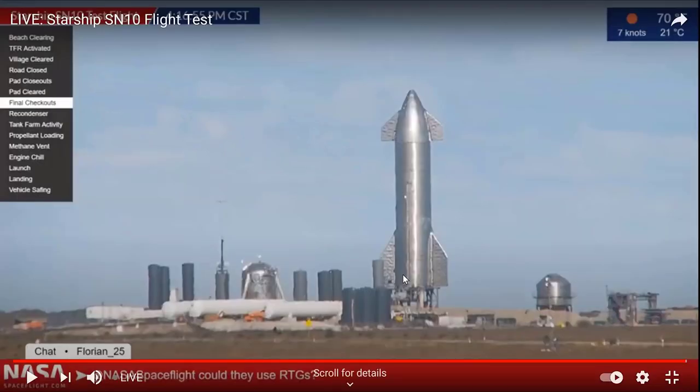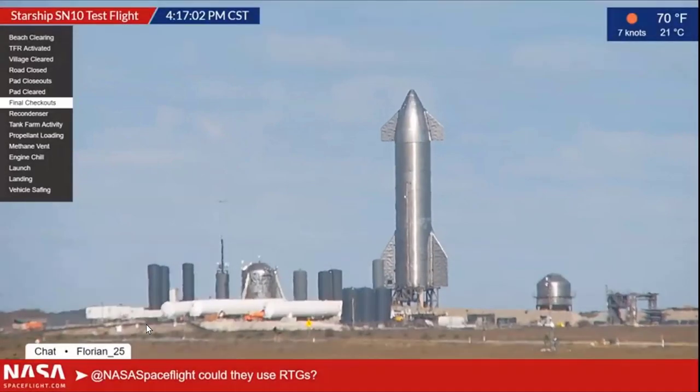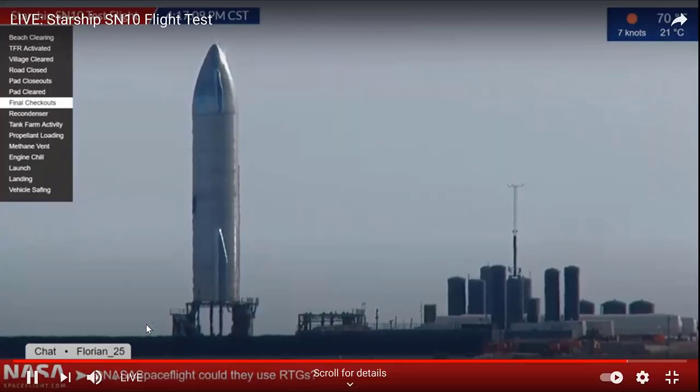Pan squid be as useful, especially deep space probes like New Horizons. So they could use RTGs, but then RTGs are very power. No, they could use RTGs. Yeah. They'd probably want to use solar, to be honest.